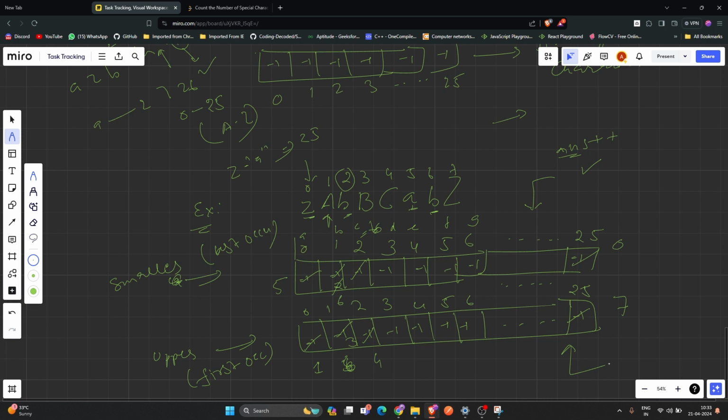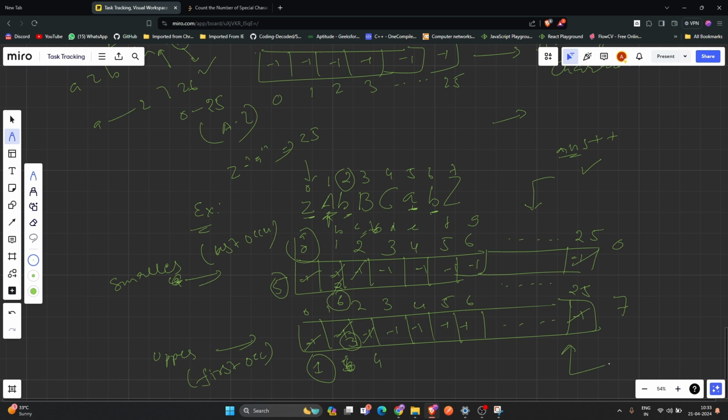Here, talk about A. Small a is coming at fifth index and capital A is coming at first index, right? Capital A is coming in first index, small a is coming at fifth index. Since small a is ahead, this won't be my special character. Talk about B. Smaller b, last occurrence of smaller b is coming at 6th index, and first uppercase occurrence is coming at 3rd index. So it will also not be a special case because smaller b is ahead of my uppercase, right?